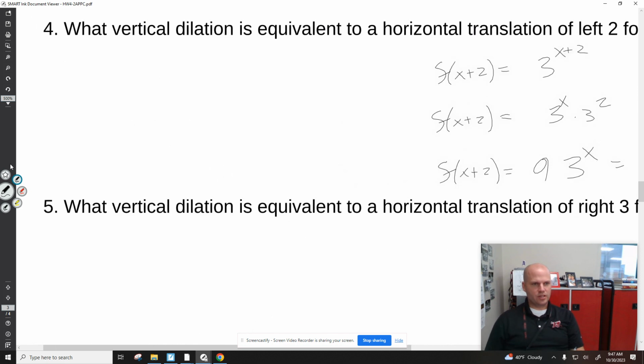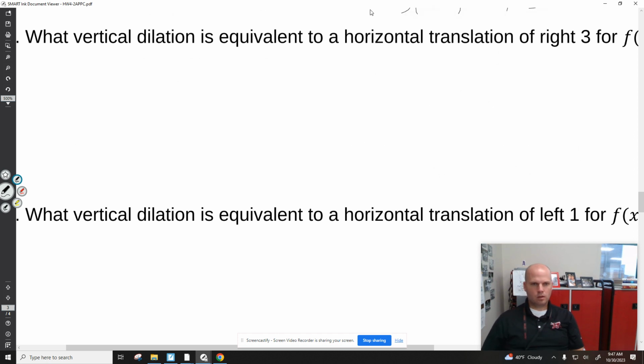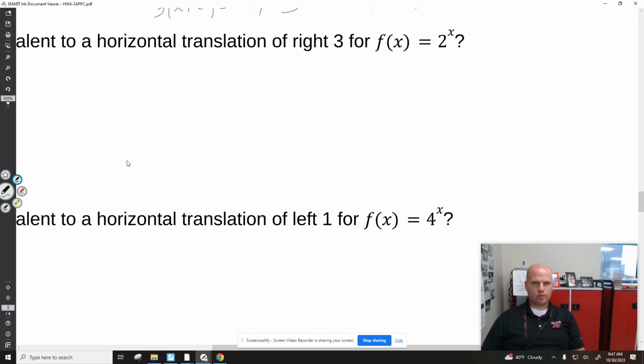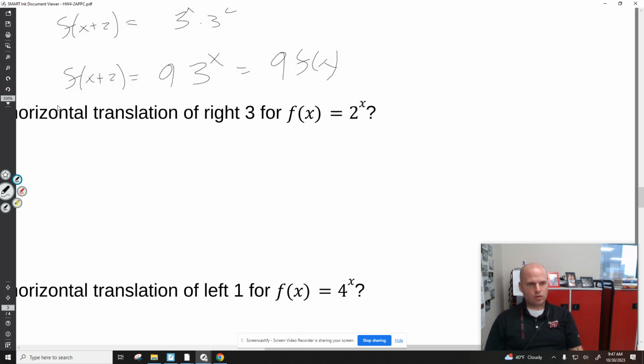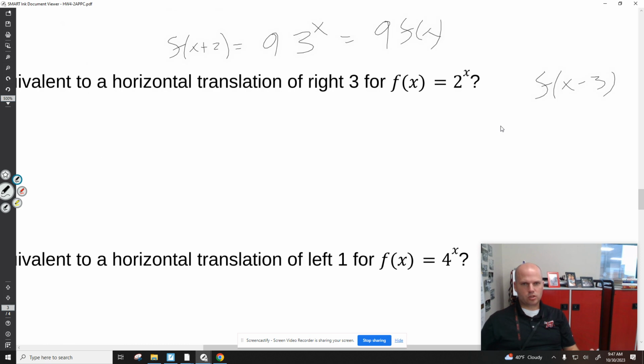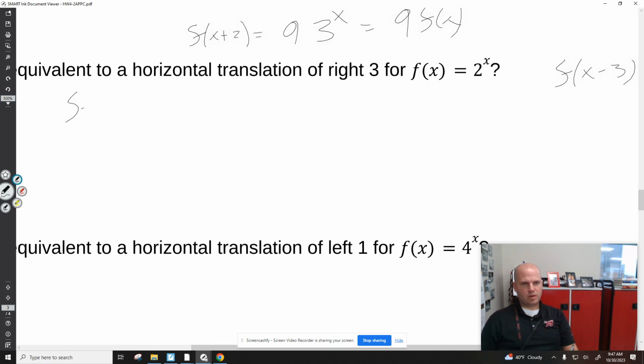What vertical dilation would you use? A vertical dilation by a factor of 9 is probably what you'd say. What vertical dilation is equivalent to a horizontal translation of right 3? Okay, so right 3 is going to be f of x minus 3. So I'm going to start with f of x minus 3, which is 2 to the x minus 3.